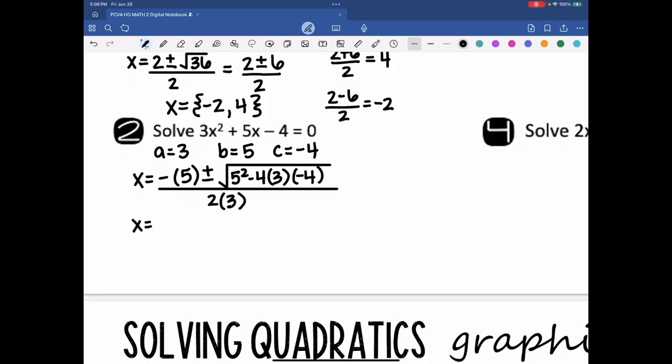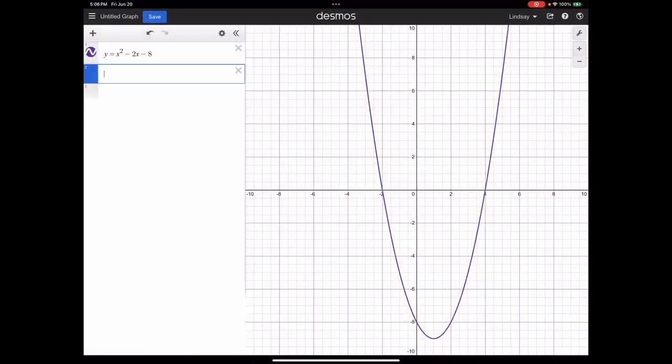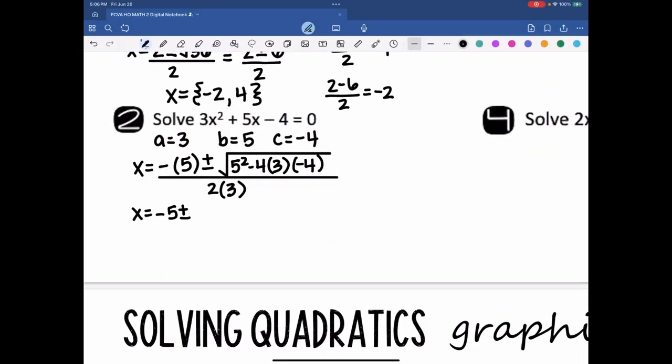So we're going to get negative 5 plus or minus. We need to calculate 5 squared minus 4 times 3 times negative 4. And we get 73. Now 73 is positive, so we are still going to have two real solutions, which means it's going to cross the x-axis twice.